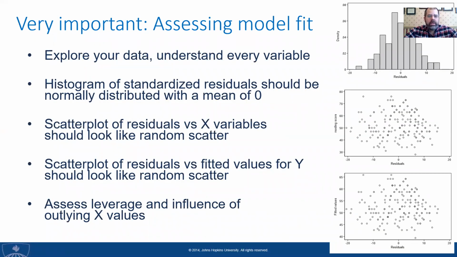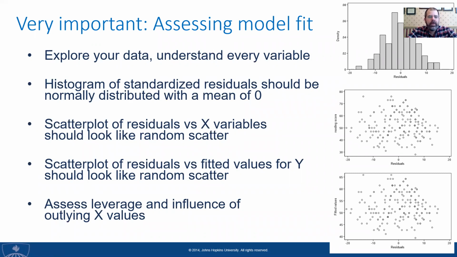It's very important to assess model fit of your linear regression model. And there are 4 points that I want to make here. The first thing to do is to always explore your data carefully and understand every variable that you put into that model. Understand the distribution, understand what each variable means, understand the range and whether there are outliers. This is because these observations could come up as issues in your regression as you assess fit.